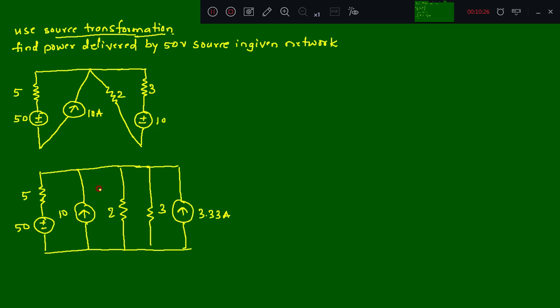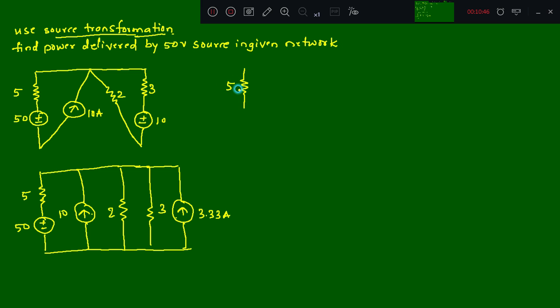And then what about these two resistors? 2 ohm and 3 ohm are connected in parallel. The resultant will be product divided by sum. It's 6 by 5. That results in 1.2. This results in a current source. It's 13.33 in the upward direction. I'll rewrite the circuit again.